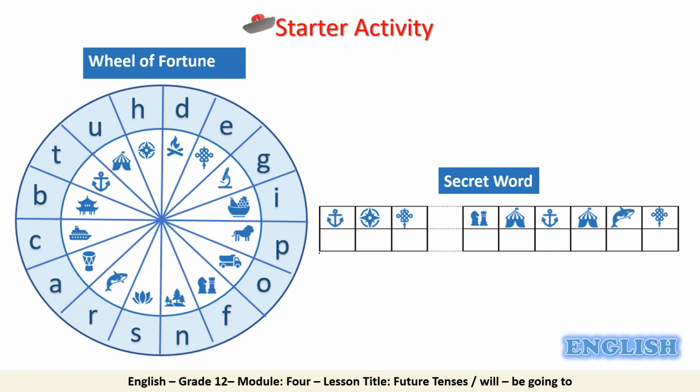Well done. Let's check it out. According to the wheel of fortune, the first letter should be a T, then H, after that E. The second word should start with an F, next U, then a T, again a U, followed by an R, and finally the letter E, and our secret word is the future, which is the subject of our grammar lesson.